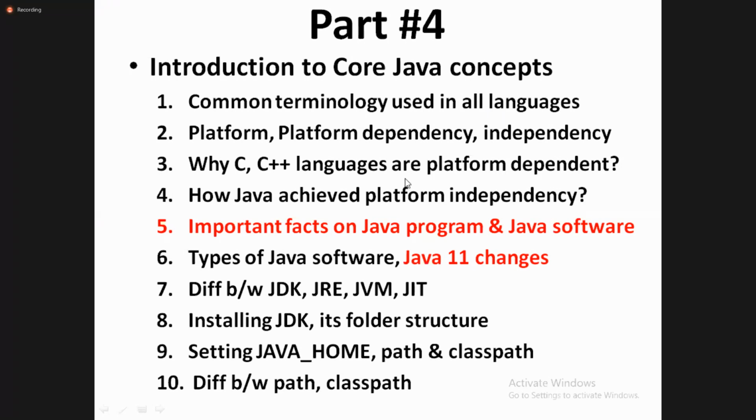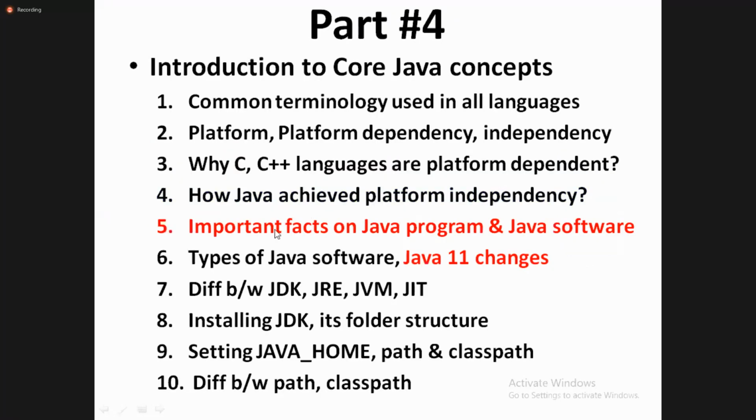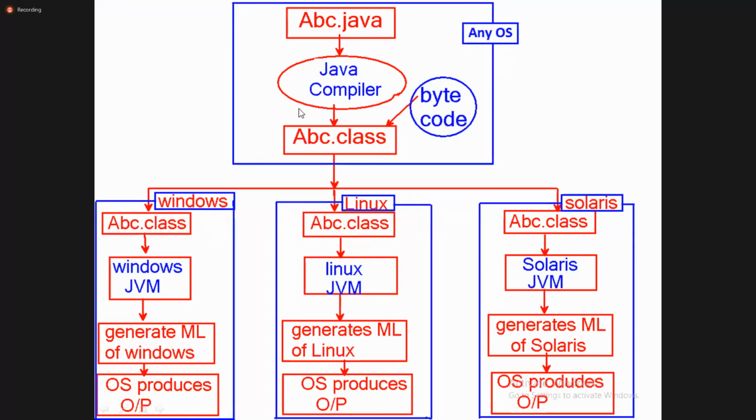Now where does the interpreter come into the picture? Inside the JVM. Inside the JVM software, we have the interpreter. The interpreter is the actual component responsible for converting bytecode to machine language. Is it clear? The interpreter is part of the JVM. And now let's move to the next topic: important facts on Java program and Java software. Again, come back to the same platform independence diagram.